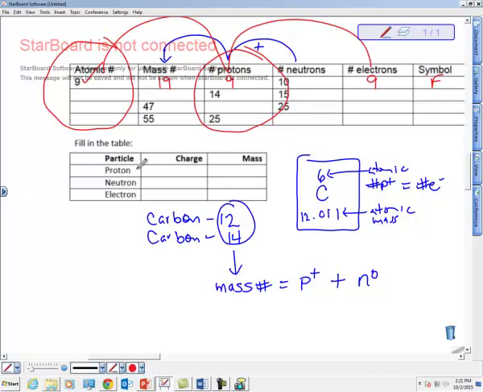So let's have a quick recap. Protons are positive, they're located in the nucleus. They have a relative mass of about 1 AMU, 1 atomic mass unit. Anyway, neutrons. Neutrons are neutral, and they're also located in the nucleus, so they have 0 charge, and their mass is about the same, about 1 AMU.